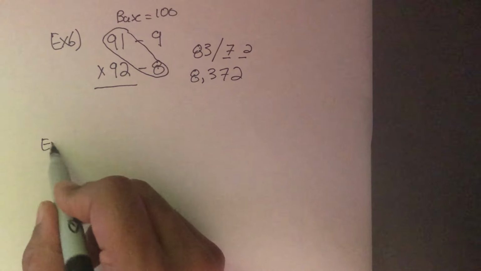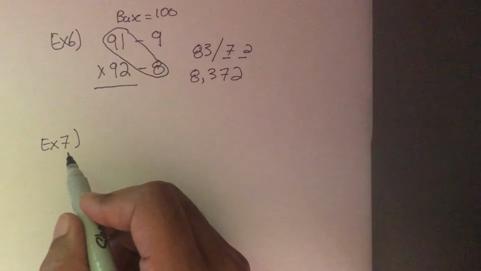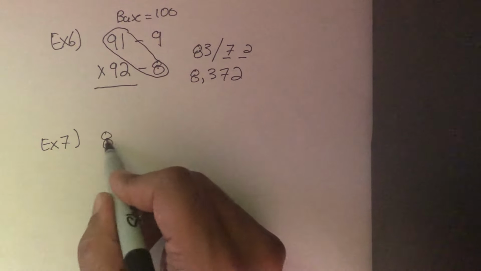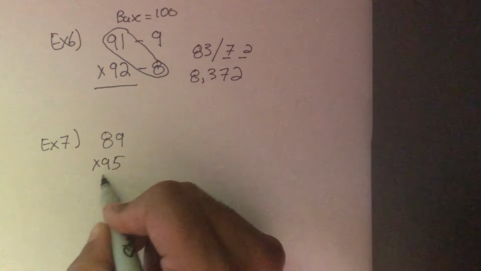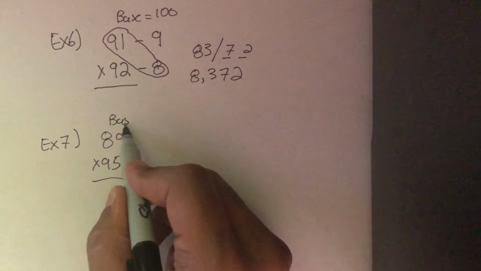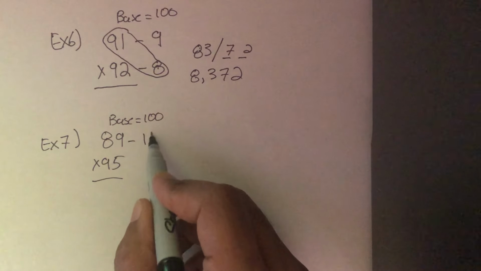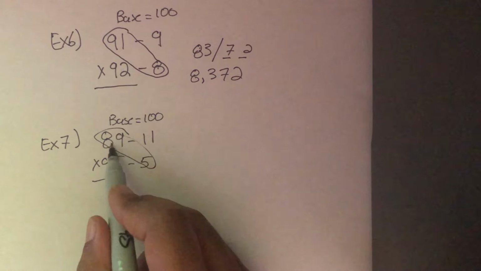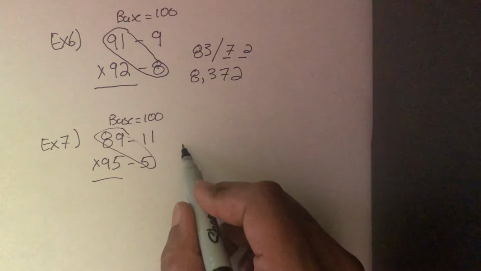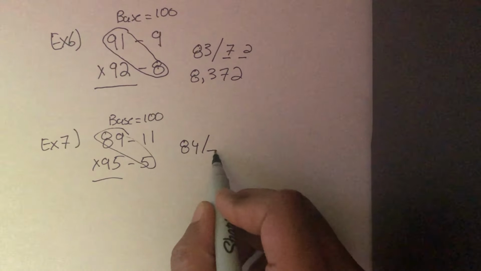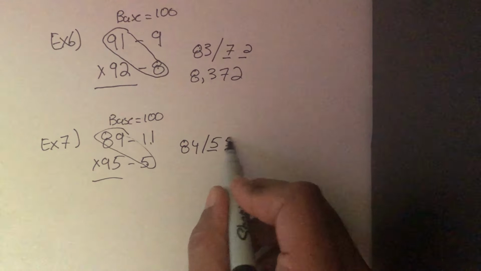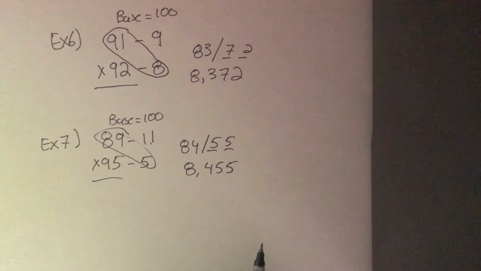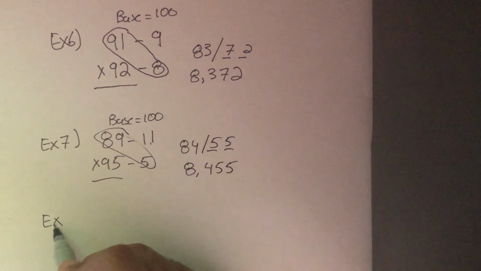Example 7. Okay, let's do 89 times 95. So base is 100. This is 11 units less than 100. This is 5 units less than 100. I'm going to cross subtract this way. For the first part of my answer, 89 minus 5 is 84. Put a slash, two spaces. 11 times 5 is 55. Nothing to carry. Final answer, 8,455. Okay, so once you get the hang of this, it's pretty simple, and you get the answer really efficiently.